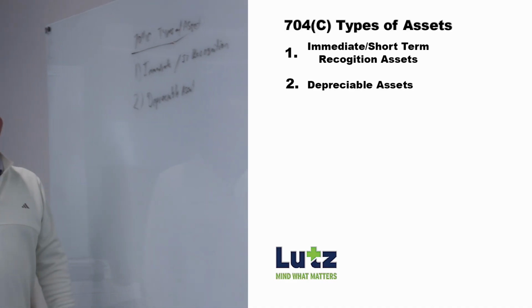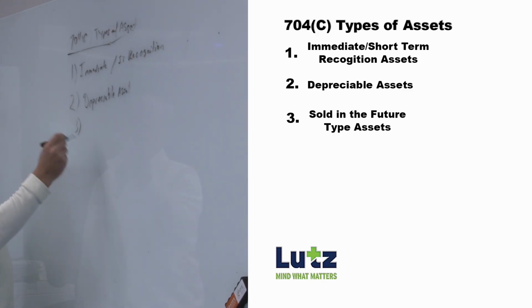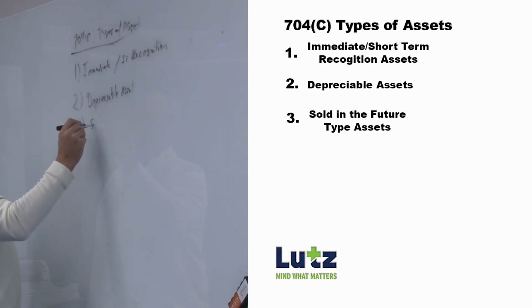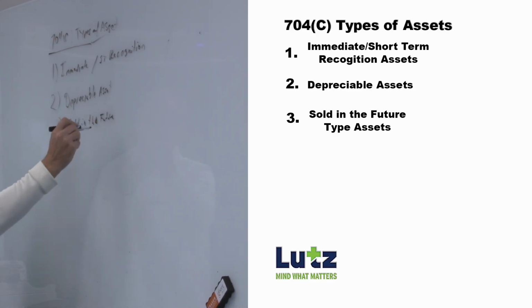Okay? And we're going to hammer on that. The third type is the sold in the future type asset. And these are tax technical terms, so if you look this up, that's exactly what you're going to find. Sold in the future asset.